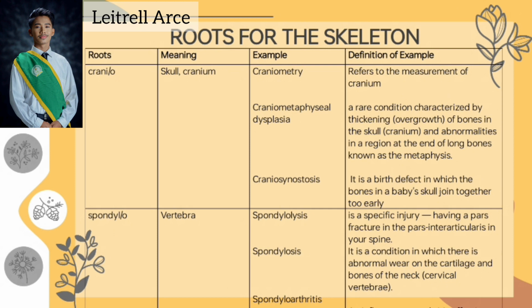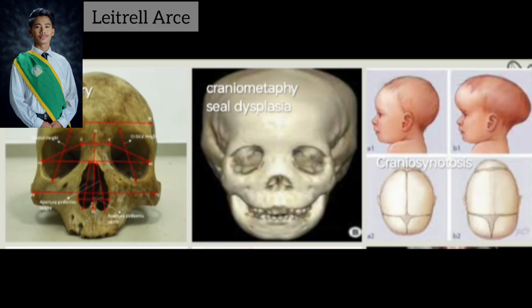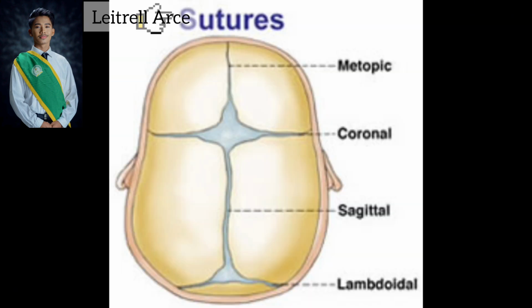Last example, craniosynostosis. So craniosynostosis is a birth defect in which the bones in a baby's skull join together too early. So with craniosynostosis, as the baby's brain grows, the skull becomes more misshapen, and the spaces between a typical baby's skull bones are filled with flexible material called sutures.